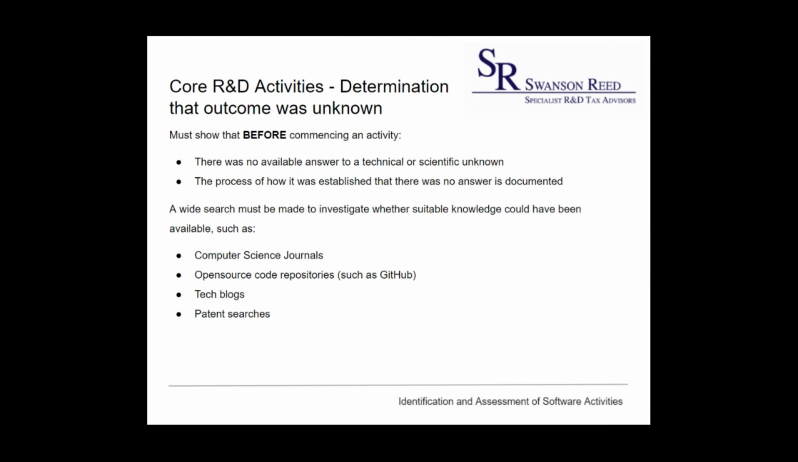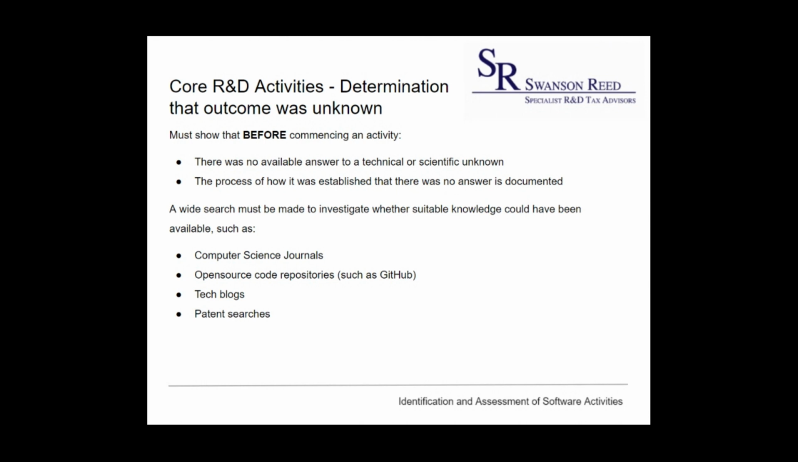outset of a core activity, that the technical outcome was not able to be determined in advance. Companies must demonstrate that, before starting the activity, they established that there was no available answer to a technical or scientific unknown, and how they established that there was no answer. AusIndustry expects that companies search widely for an existing way to achieve a potential activity's goal before commencement, and that records of this search have been maintained.